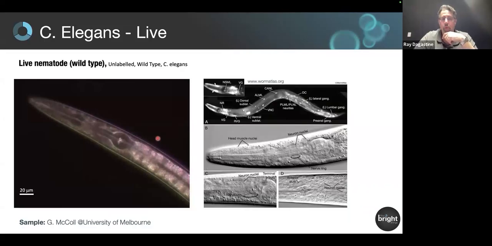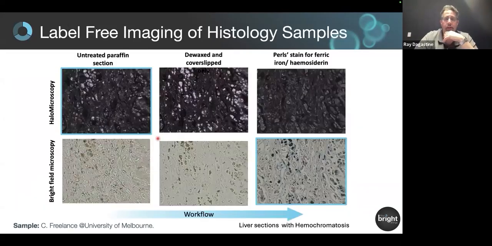And so this is not exactly live flora and fauna. This is another section, but now this is human kidney. And this is a liver section, sorry, not kidney, liver. This is the liver section where the liver has hemochromatosis. And we've been working with Chris Freelance, who runs the histology platform. And we're actually exploring a couple things about how Halo might help identify, change a histology workflow.